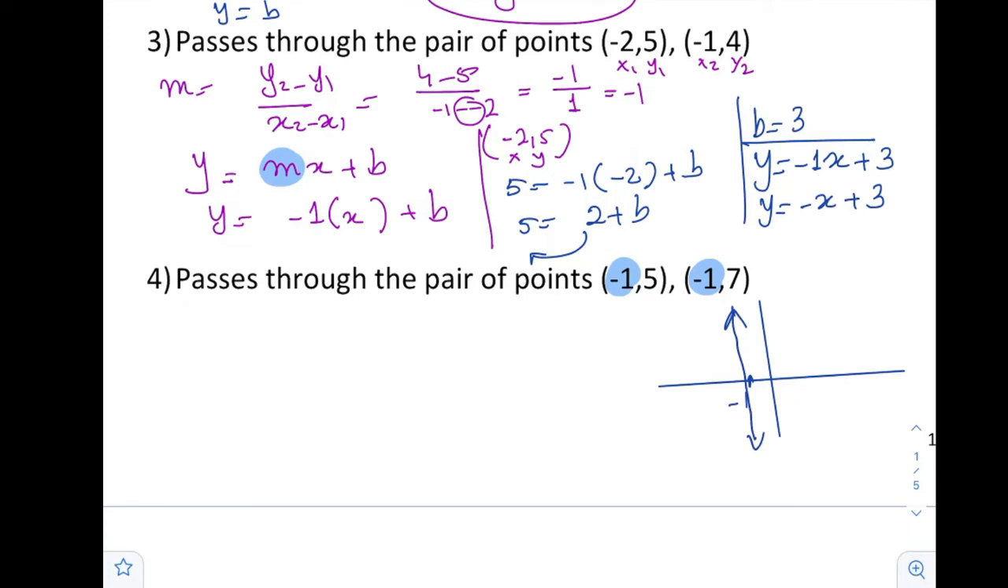And that means this is a vertical line with undefined slope. So you cannot use the slope-intercept form. Simply and directly, x equals minus 1. That's it.